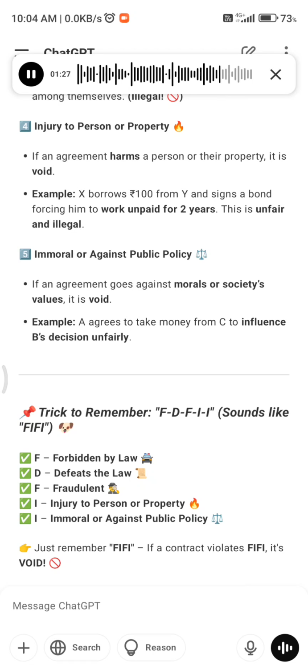Trick to remember. FDFII. Sounds like Fifi. F, forbidden by law. D, defeats the law. F, fraudulent. I, injury to person or property. I, immoral or against public policy. Just remember, Fifi. If a contract violates Fifi, it's void.